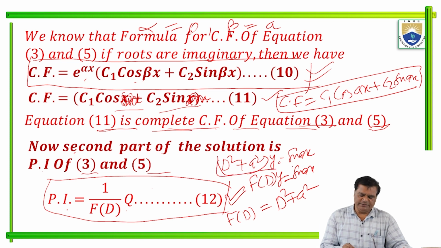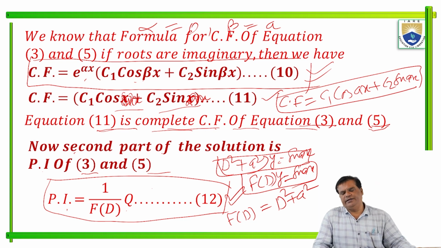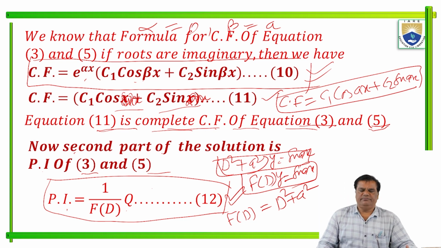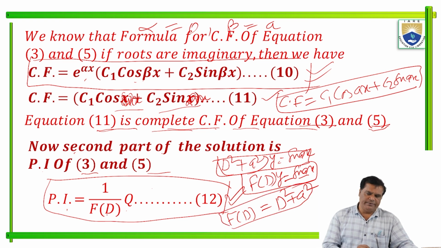Our question can be written in this form, in F(D) form. F(D) means some function in D, where D is the derivative with respect to x. Here the right hand side is a function of x. So F(D) is D square plus A square. Putting the value of F(D) and the value of Q, we get the next step.